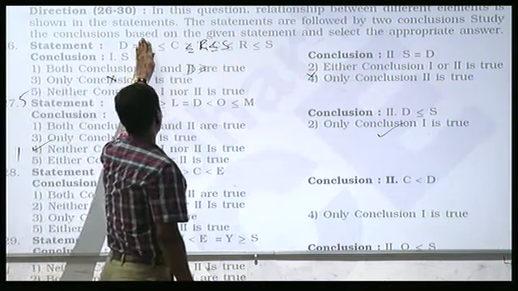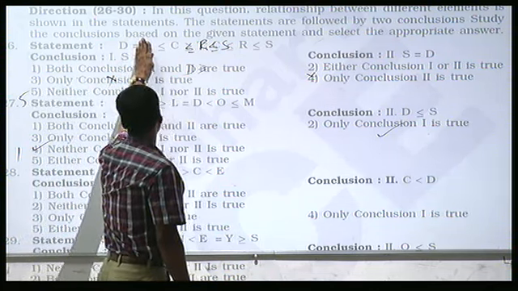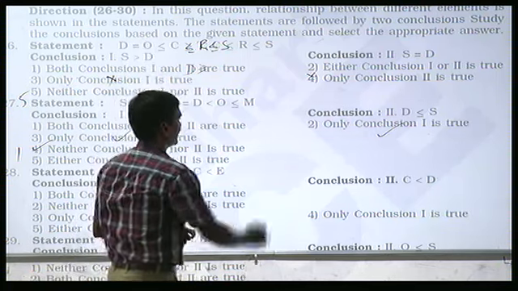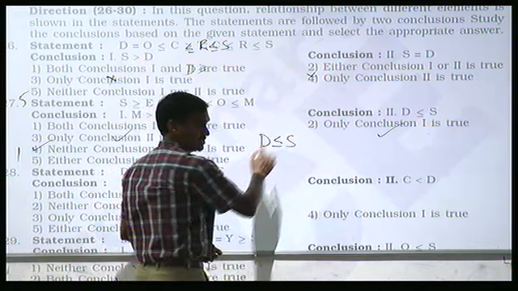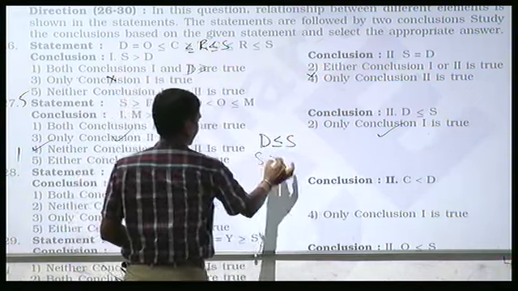Hence D equals to O is ruled out. D lesser than or equals to C lesser than or equals to R lesser than or equals to S. Then what is the relation between D and S? D is lesser than or equal to S. As D is lesser than or equal to S, then S is greater than or equal to D.